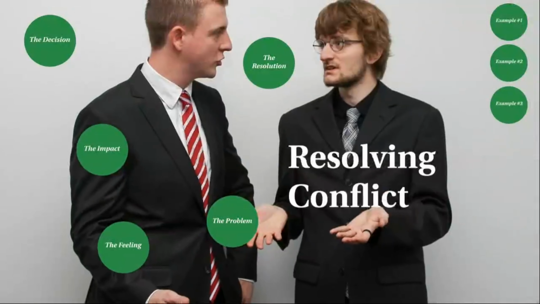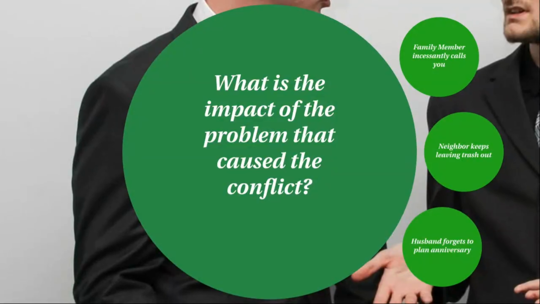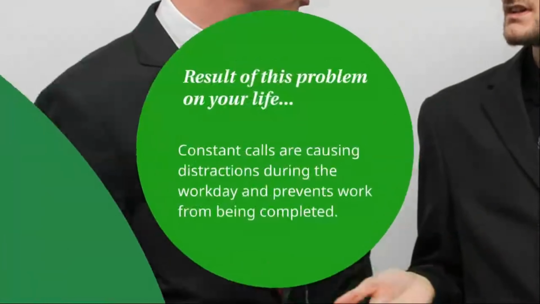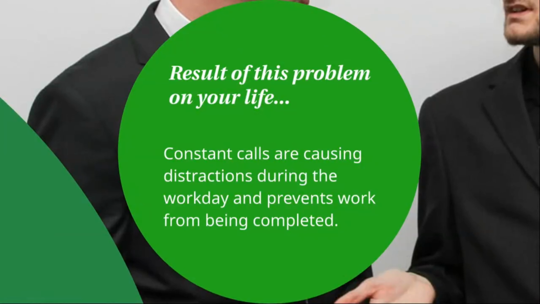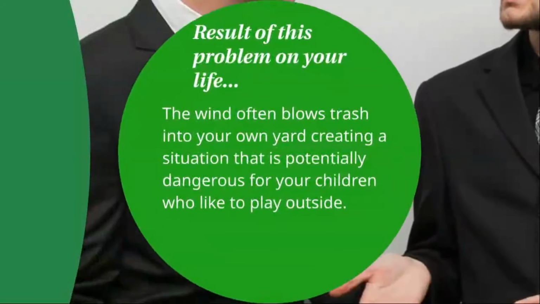So step 3 is to recognize what impact this conflict is having on your situation. So for example, going back to the family member who won't stop calling you, the constant calls may be distracting during the workday, which is preventing you from getting your work completed. If we take the example of your neighbor leaving the trash out, maybe when your neighbor leaves the trash out, the wind blows your trash into your own yard, creating a situation that is potentially dangerous for your children who like to play outside.